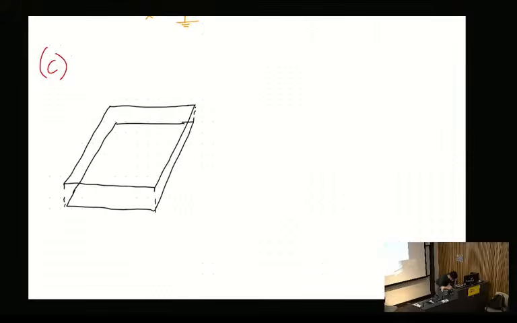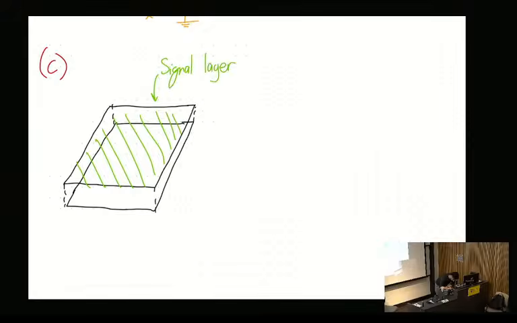So it's a 2-layer board, which I've exaggerated. I've sort of stretched apart the 2 layers. So this top layer here, that is your signal layer. And then this bottom layer here is your ground plane.